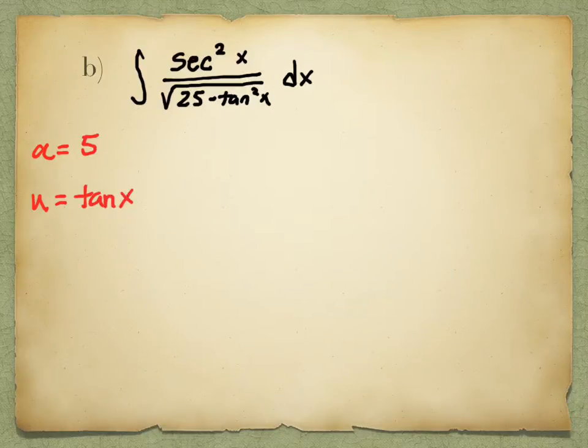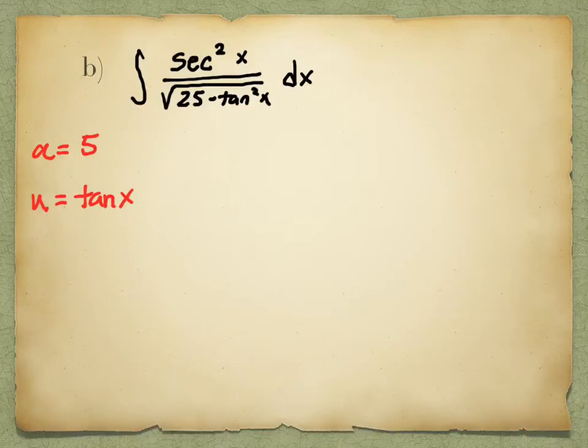Not tangent squared. The squaring of this tangent right here, that's the x squared that's part of the arc sine formula that I need. So I don't need tangent squared. I just need tangent, because then I can replace that tangent with U, and the squared will still be there. Okay, so it still matches the formula I'm trying to use.